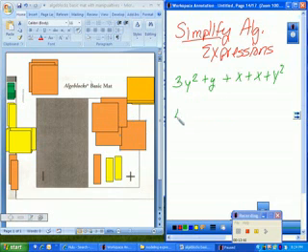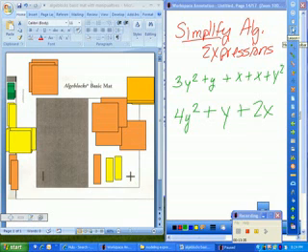So what do I have when I put everything together? I've got 1, 2, 3, 4 y squareds, plus I've got a y. There we go. Plus I've got 2 groups of x. Do you notice a little pattern here from where I started to what I ended up with?